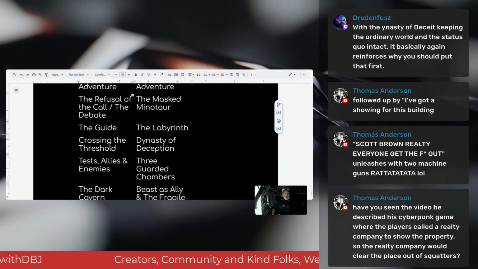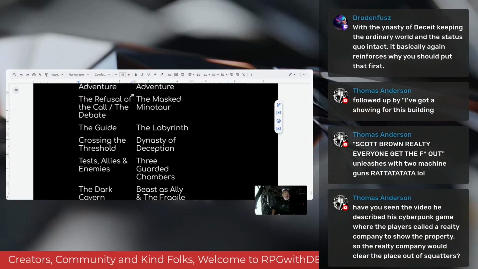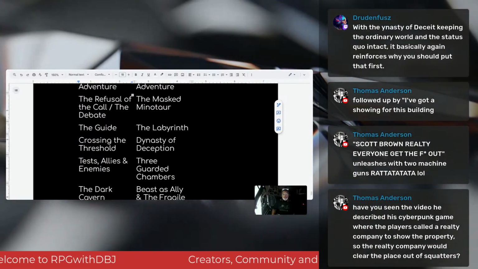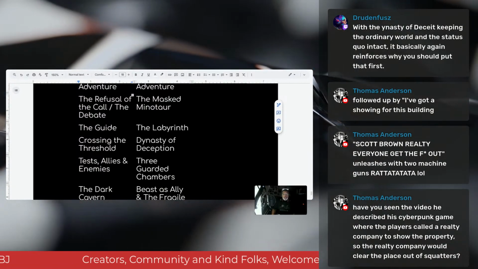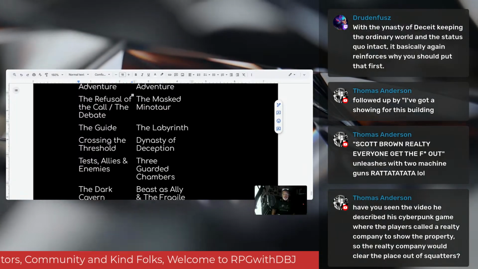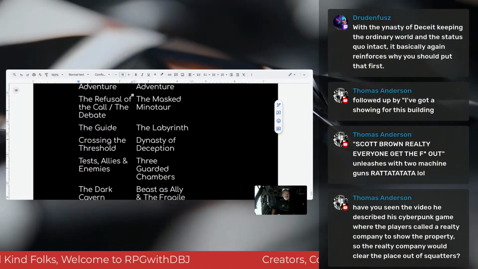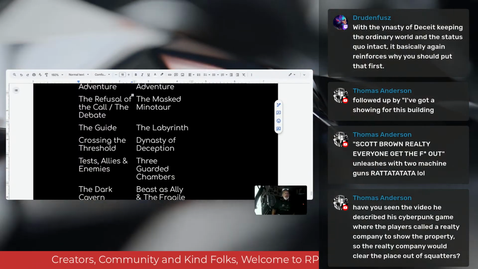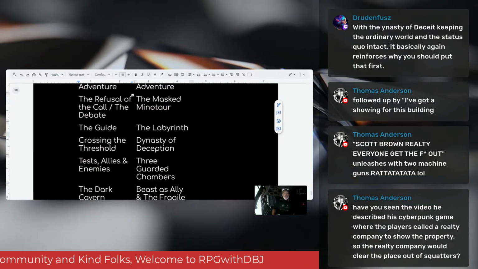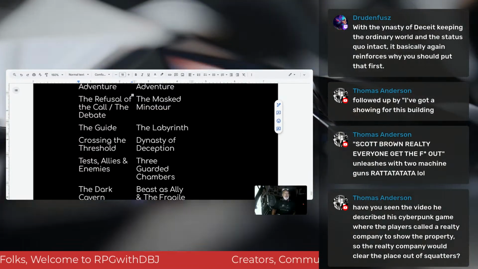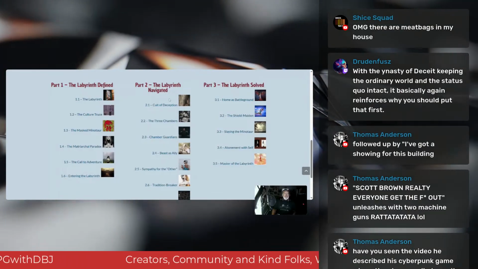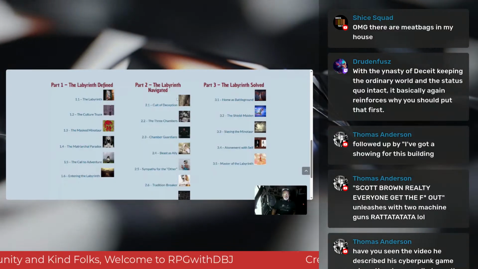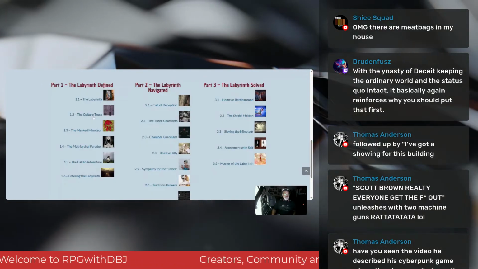So now we go down to this portion with the Dynasty of Deceit keeping the ordinary world and the status quo intact. It basically again reinforces why you should put that first. Yeah, I actually thought about that, like removing the Dynasty of Deception and putting it up at the top. Doug doesn't do that. Let me see if I can bring this back up here. Oh yes, so on his, he has Cult of Deception as his part 2 and the Culture Truce here.